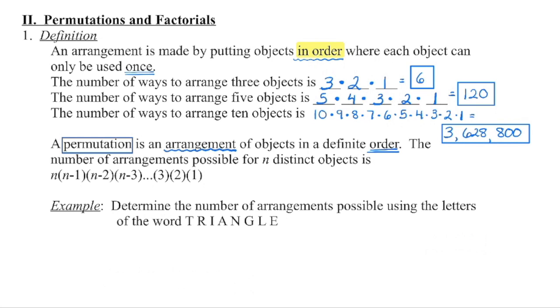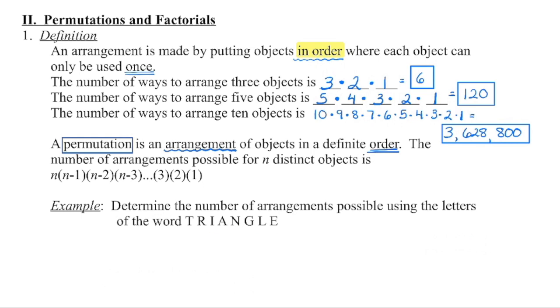Let's take a look at an example, and remember, in mathematics, the word determine means we need to show our process as to how we got our final answer. We are going to determine the number of arrangements. As soon as you see that word arrangement, you have to know that is a permutation. So we're looking for the number of permutations possible using the letters of the word triangle. So we can see that we have 1, 2, 3, 4, 5, 6, 7, 8 different letters.